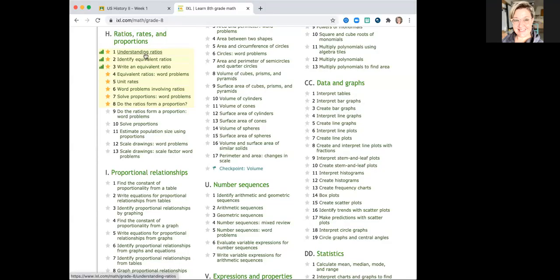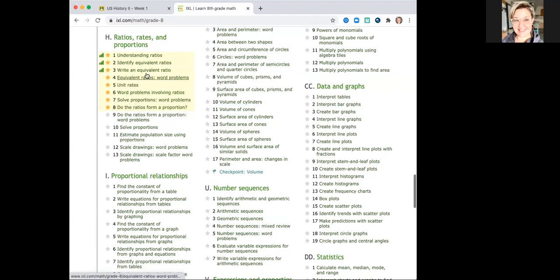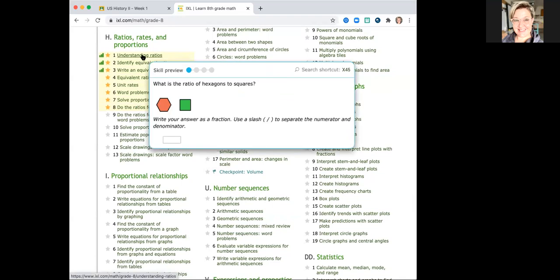So in this video I'm going to go through each section, and I'll try and put a little white screen up in between each lesson so you can watch and then pause and do them as we go.